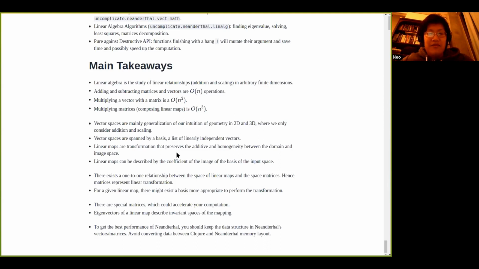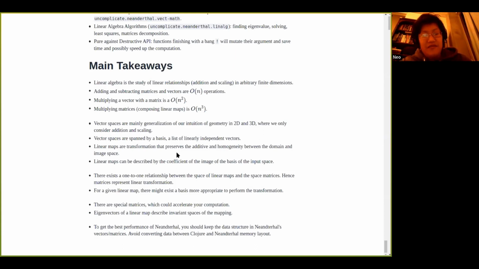which all brings us to the final result, which is saying matrices are just a representation of linear maps. And there's a one-to-one relationship. For a given map, you can actually have different types of representation. There are some matrices that are better for computations, as I said: diagonal, symmetric, band diagonal, or triangular. And eigenvectors are just vectors which allow us to understand a linear map better.